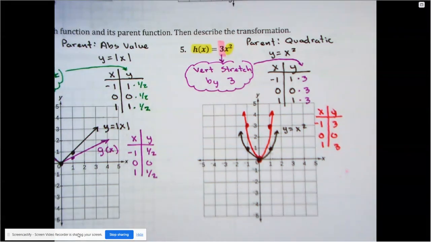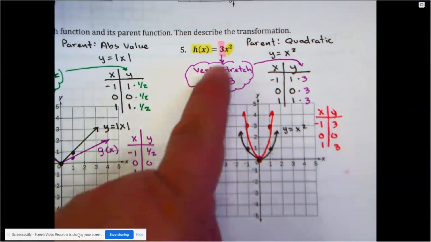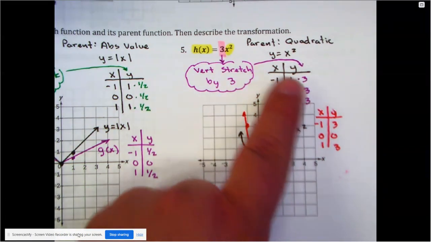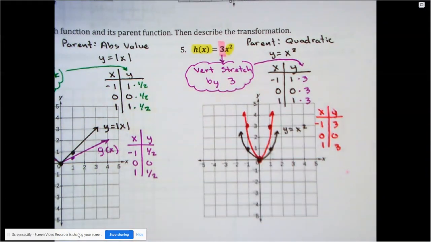So now, again, this is how we should be handling shrinks and stretches. As soon as we see a number in the front, we know multiplication has to happen to your y value. So it helps if you actually write your table down, especially if this is new to you.